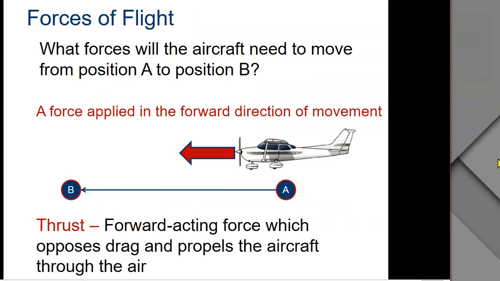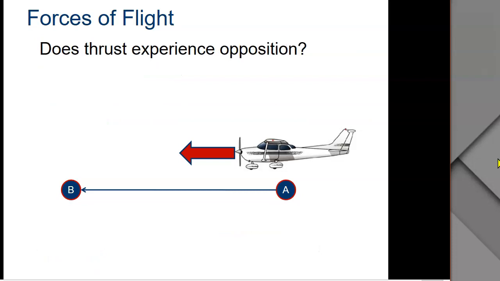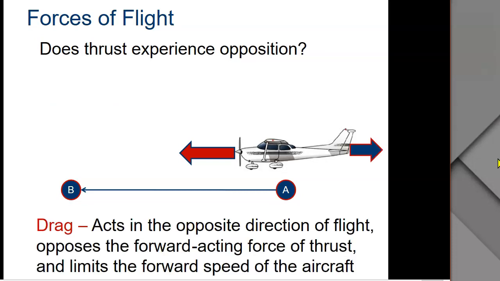So in order for this aircraft to move from point A to point B, you have to have a thrust. It has to have some force causing it to go from the right side to the left. As it's moving, it experiences an opposition in drag. So drag is what slows it down. So if you turn the engine off, if the engine's pulling it forward and you turn that off, the drag will immediately start to slow the aircraft down.